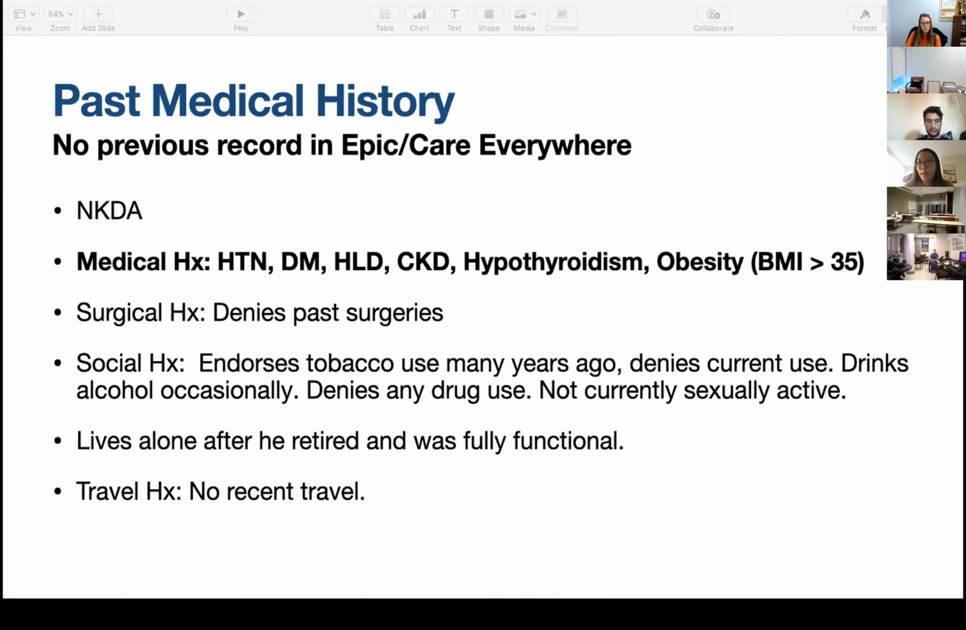And for his past medical history, he had no known allergies. And for his past medical history, we got the information from his primary care physician because he had no record in Epic or Care Everywhere. So he had hypertension, type 2 diabetes, hyperlipidemia, chronic kidney disease, hypothyroidism, and obesity, and no previous surgical history. For his social history, he had the history of tobacco use, but he already quit smoking cigarettes, and he's an occasional drinker and denied history of illegal drug use.